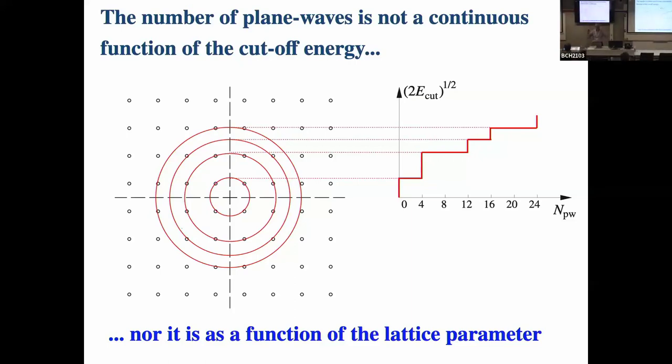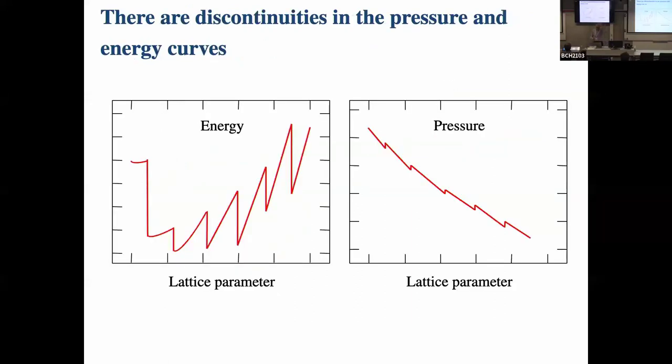And so the number of vectors, if I reduce, for instance, the lattice parameter, my reciprocal lattice is going to expand. And so some of the points are going out of the sphere, okay? And again, that's going to be done in a discontinuous way. And so as a result, if you plot the energy as a function of the lattice parameter, if you fix the cutoff like this, you will get something which is wiggly like this one here. And the same for the pressure, okay?